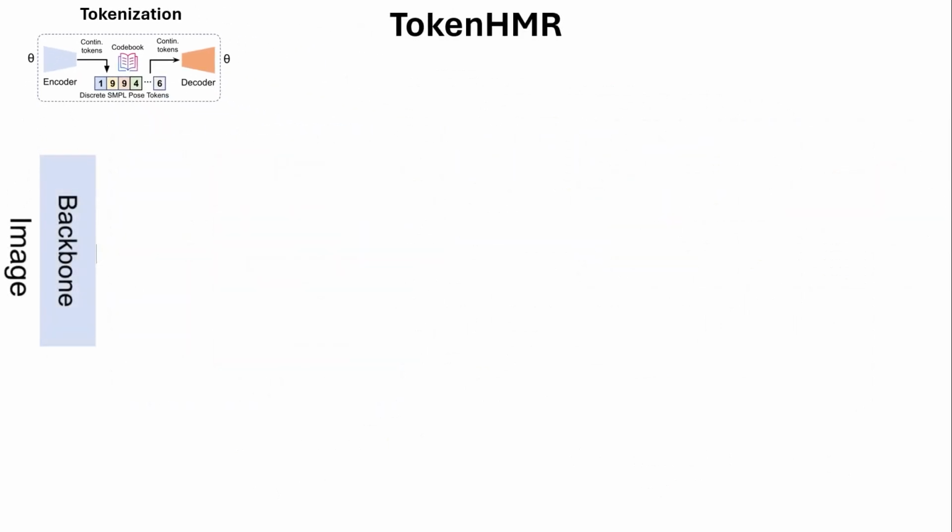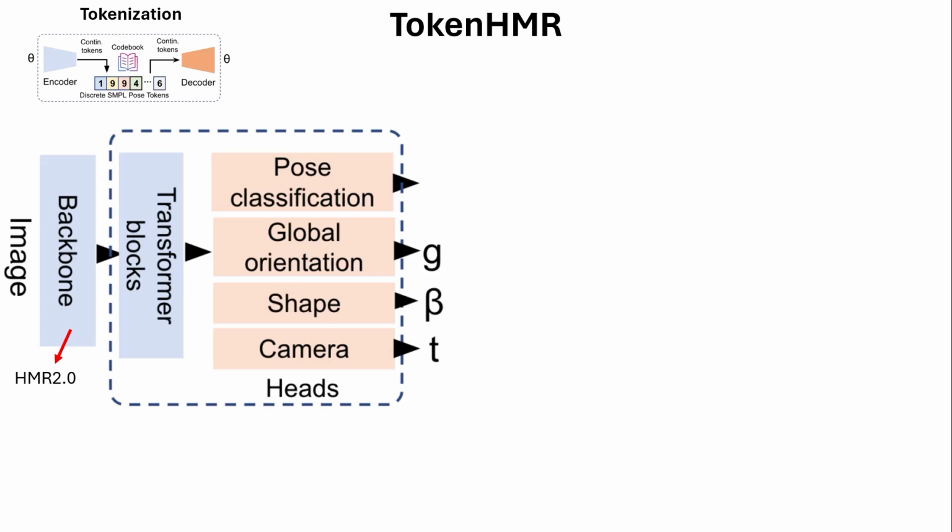TokenHMR receives an input image. It goes to a backbone, which is a vision transformer, exactly the same one used in the HMR2 paper. Then the output of this vision transformer goes to transformer blocks, which in HMR2 output the poses, the global orientation, which looks at the position of the sacrum and sees how the 3D human mesh is oriented, and also shape parameters and camera parameters. The camera one is just a translation that shifts the mesh in the image to align it with the image evidence.